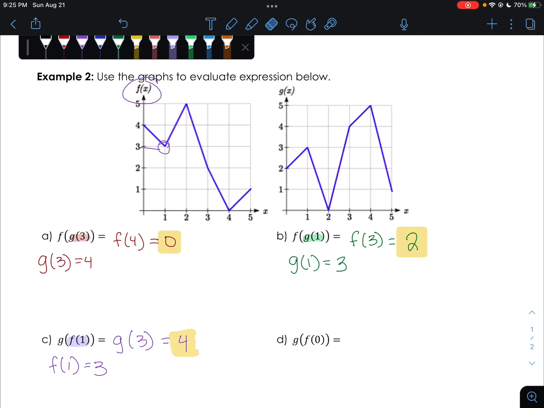Okay, let me erase my markings on the graph. And our last one, we have g of f of 0. We're going to start by finding f of 0. On that graph, 0 would be right there, and it looks like it goes to 4. So I want to find g of 4. G of 4 is right here. We go up to find that y value, and it is 5. So g of f of 0 is 5.